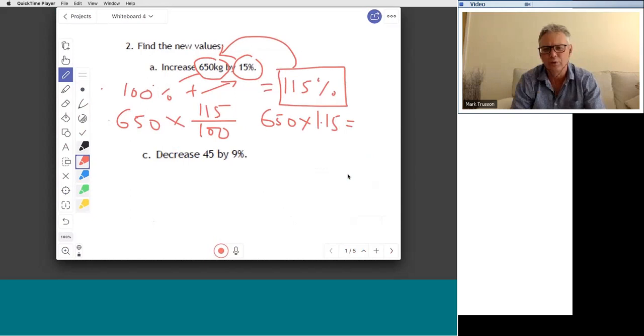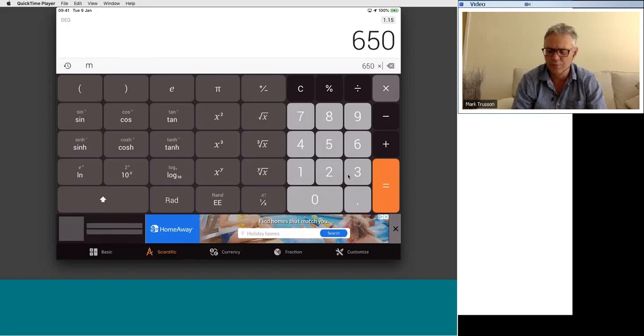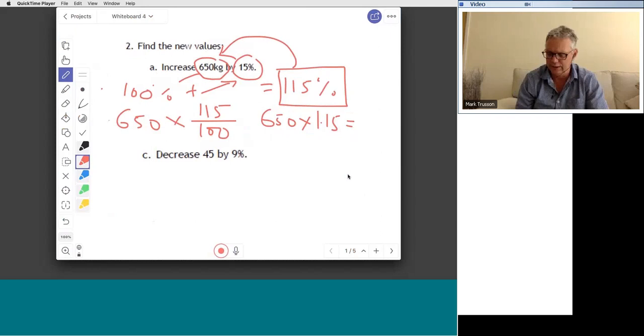Okay, I can do that on my calculator. 650 times 1.15, and I've got my answer, 747.5, and there we have it. So what we're doing is we're taking the question, and we're just applying what we know about percentages, and we're turning it into a very simple question for us to calculate. So let's apply what we've done to this second question here.